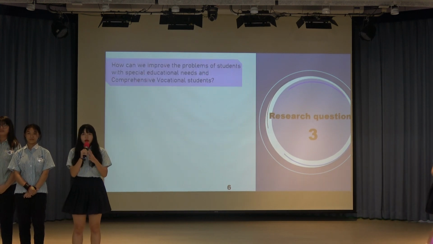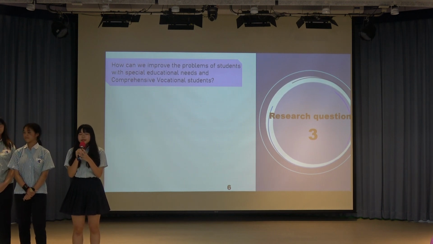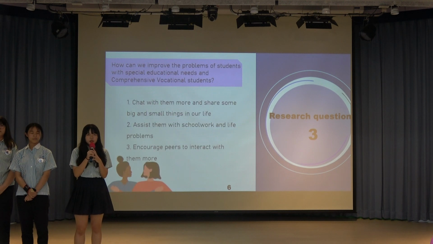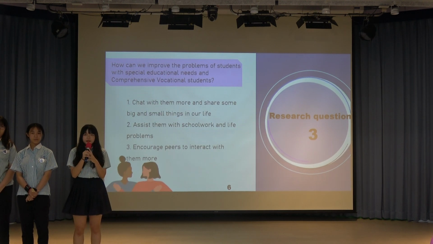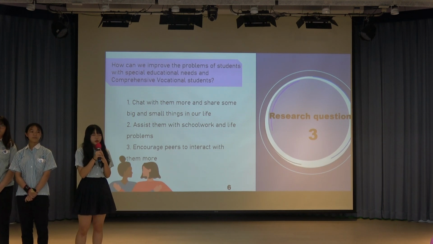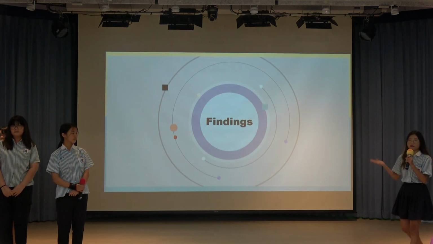Research question 3. Many people may be afraid of the special student, mostly because they don't understand them. Therefore, the first step to improve the situation is to teach them and show our daily lives, and to assist them with schoolwork and life problems, or you can encourage peers to interact with them more. Next, let's talk about findings.